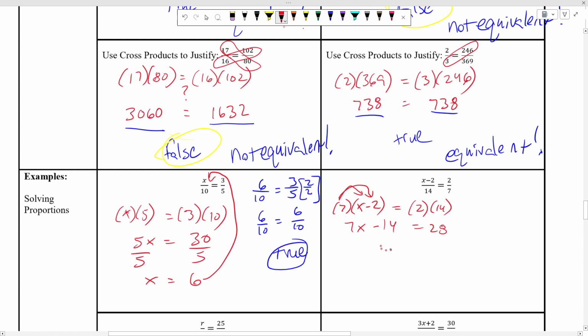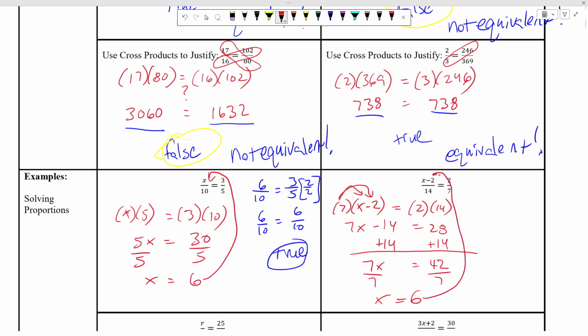All right, let's combine like terms via inverse operations. So in other words, remove this and move it over there. So plus 14. This becomes 7x equals 42. Okay, divide 7. X equals, once again, 6. Well, let's see, does that make sense? Let's prove it out.